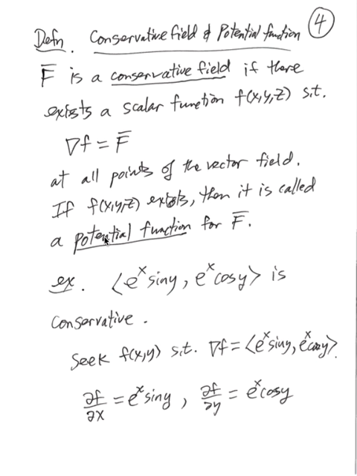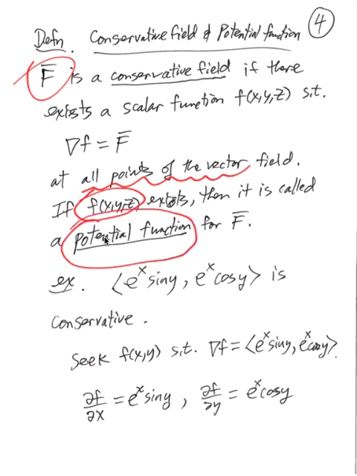Now, I might mention that this has to be true not just at some point, but at all points of the vector field F bar. If there does exist such a scalar function, we call that function a potential function for the field. You ever heard of electrical or gravitational potential? Those are scalar valued functions if you know anything about them. I might mention that the static electric field is a conservative field, as is the gravitational field. They are induced by a potential function.